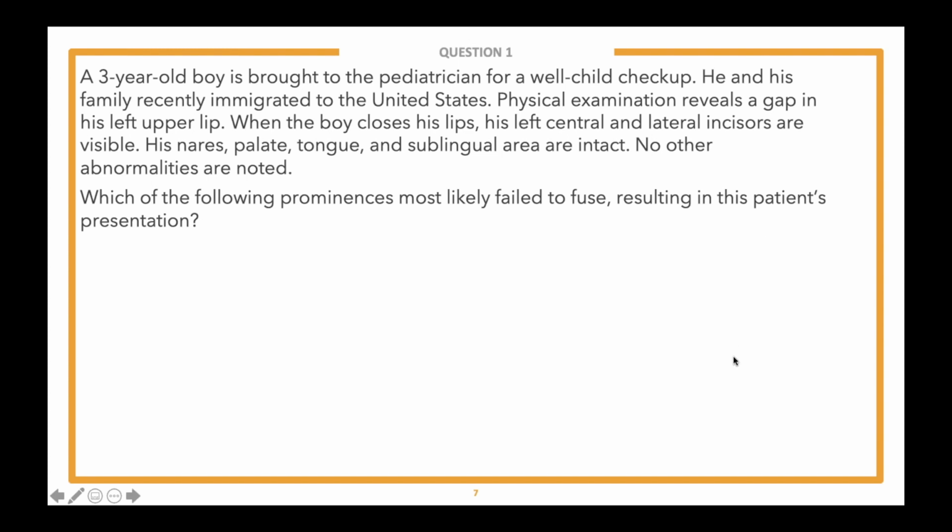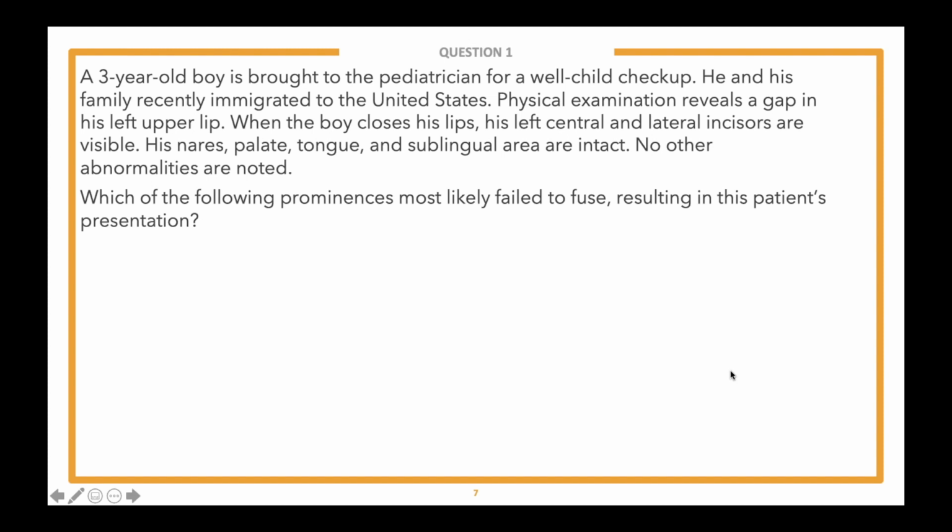Let's read that vignette. A 3-year-old boy is brought to the pediatrician for a well child checkup. He and his family recently immigrated to the United States. Physical examination reveals a gap in his left upper lip. When the boy closes his lips, his left central and lateral incisors are visible. His nares, palate, tongue, and sublingual area are intact. No other abnormalities are noted. Which of the following prominences most likely failed to fuse, resulting in this patient's presentation?